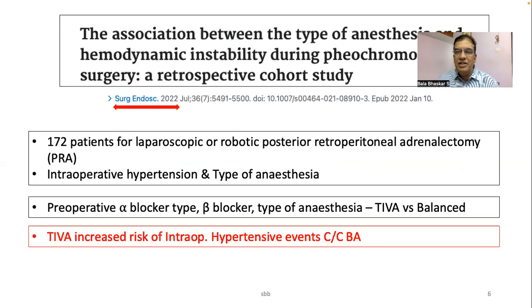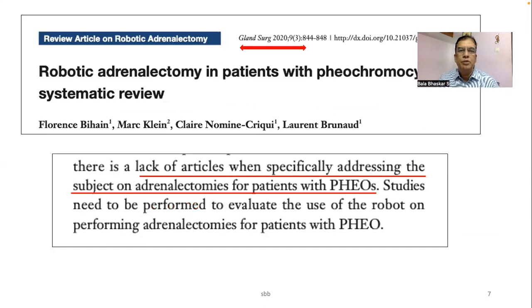There have been multiple evidences now about the large-scale use of laparoscopic procedures. This is a study published recently where they compared laparoscopic procedure with robotic procedures with respect to adrenalectomy. They compared the type of anesthesia with the risk of intraoperative hypertension and the type of alpha blockade and the beta blockers that was used, and whether it was TIVA versus balanced. When I talk about type of anesthesia, they found that TIVA use was associated with increased risk of intraoperative hypertensive events as compared to the balanced anesthesia.